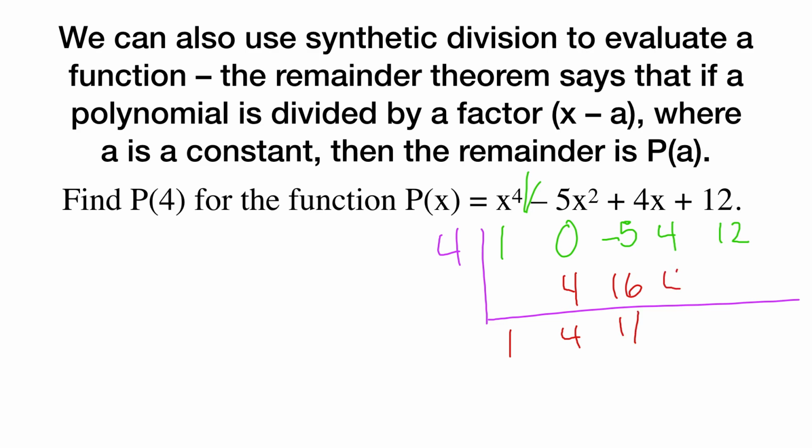11 times 4 is 44. 4 plus 44 is 48. 48 times 4, well, let's see. 50 times 4 is 200 minus 8, so that is 192 plus 12. That gives us 204. And for the record, if you were to plug this into a calculator, you would discover that you got the exact same thing.